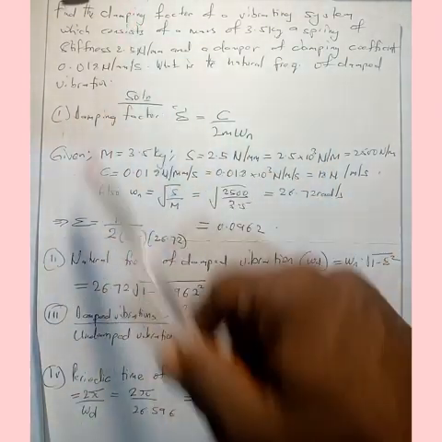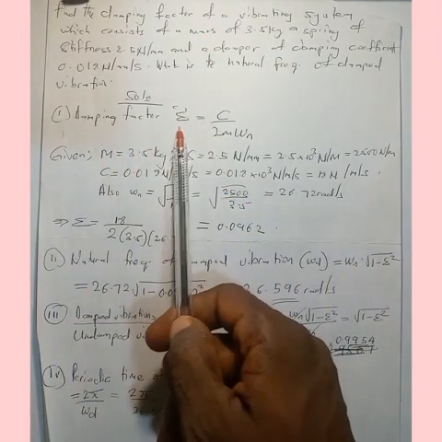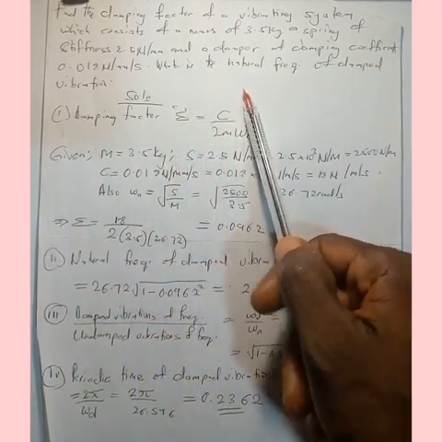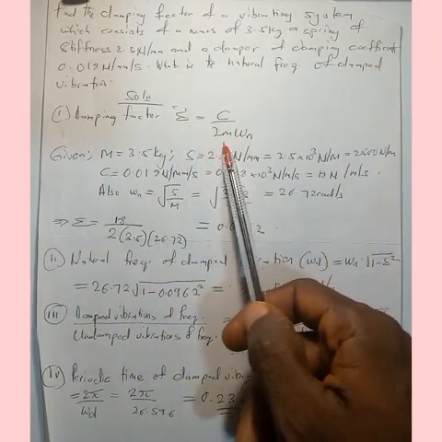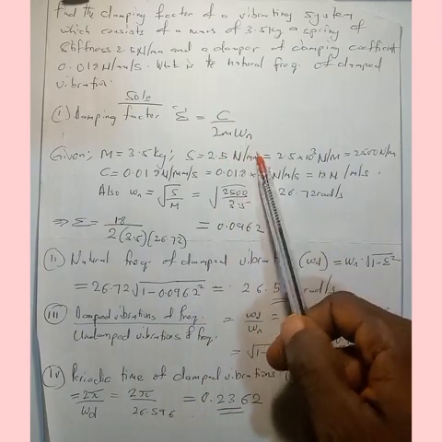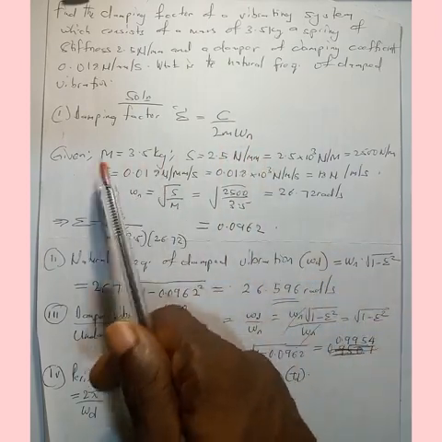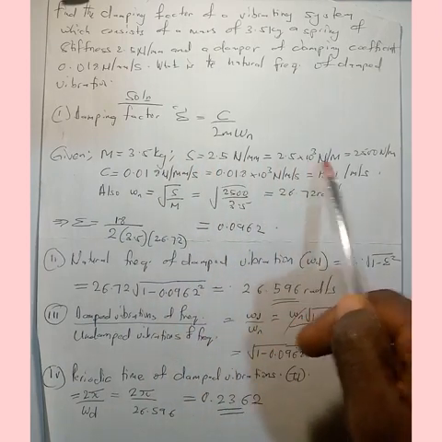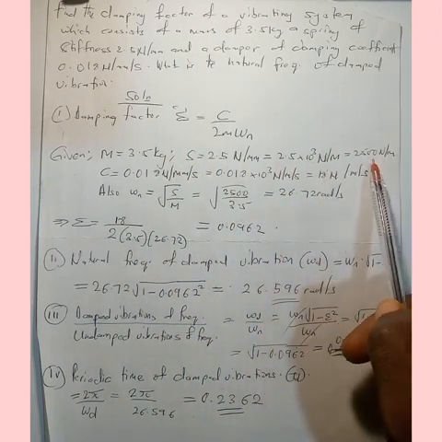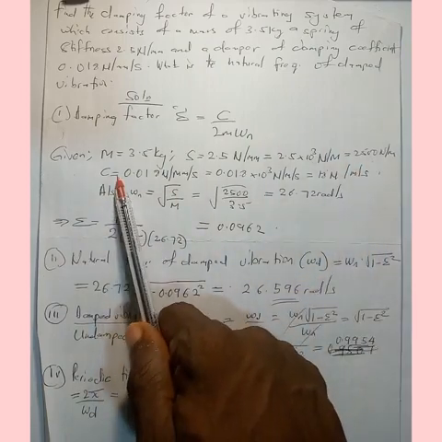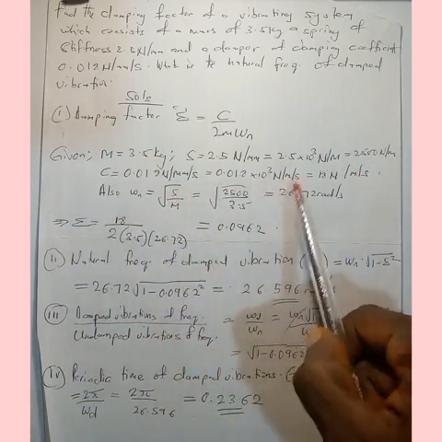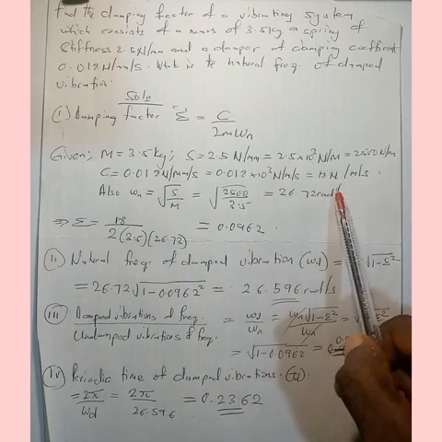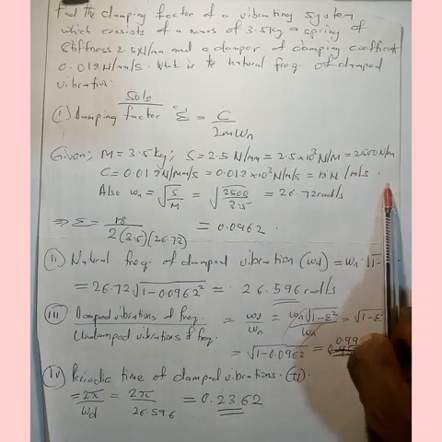Okay, so the first question was to find the damping factor. Now, this damping factor is given by C, which is the damping coefficient, over 2m omega n. Okay, so we've been given mass, we've been given stiffness, so we can convert it to Newton per meter. That's 2,500. We've been given C, the damping coefficient, so we can also convert it to Newton per meter per second, and that is 18 Newton per meter per second.